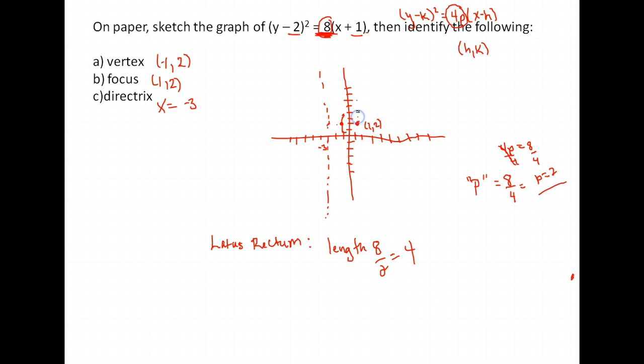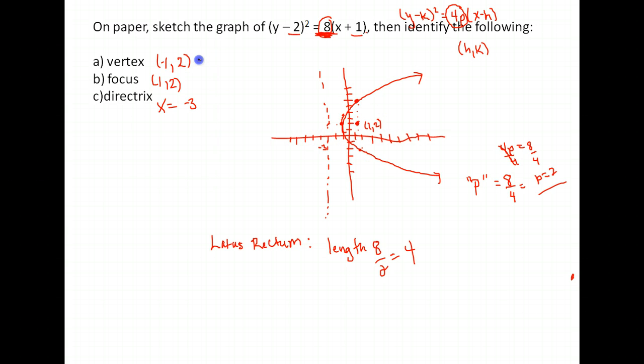So I'm going to go up 1, 2, 3, 4 at the focus point, and so this is one edge of my parabola. And then I go down 1, 2, 3, 4, so that I have a total length of 8. Okay, that latus rectum just told me the width at the focus point right here, and most texts will point that out. That helps you to sketch and know exactly how wide your parabola is. Okay, so there is a sketch of this parabola.